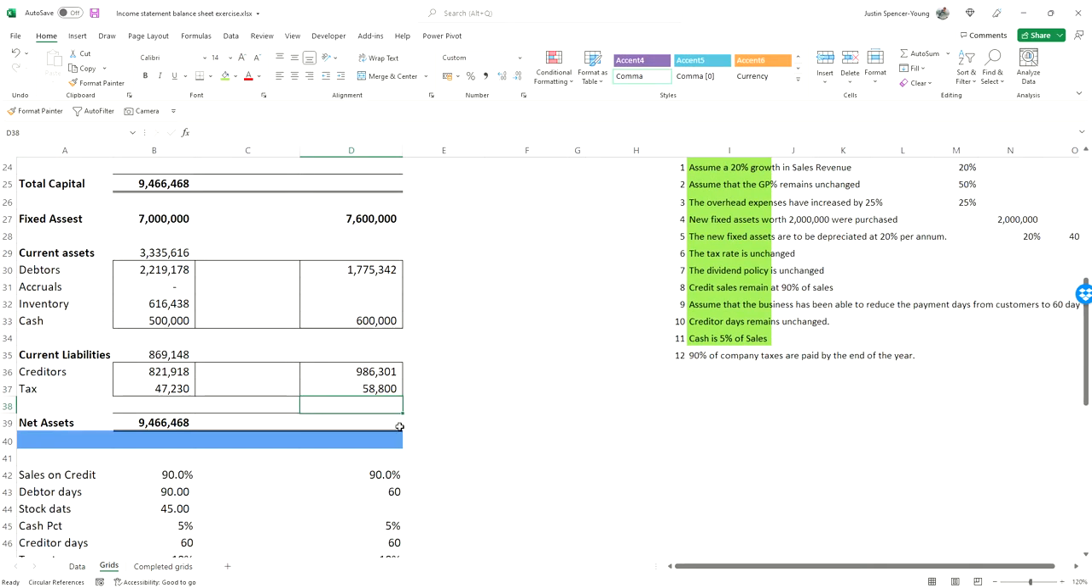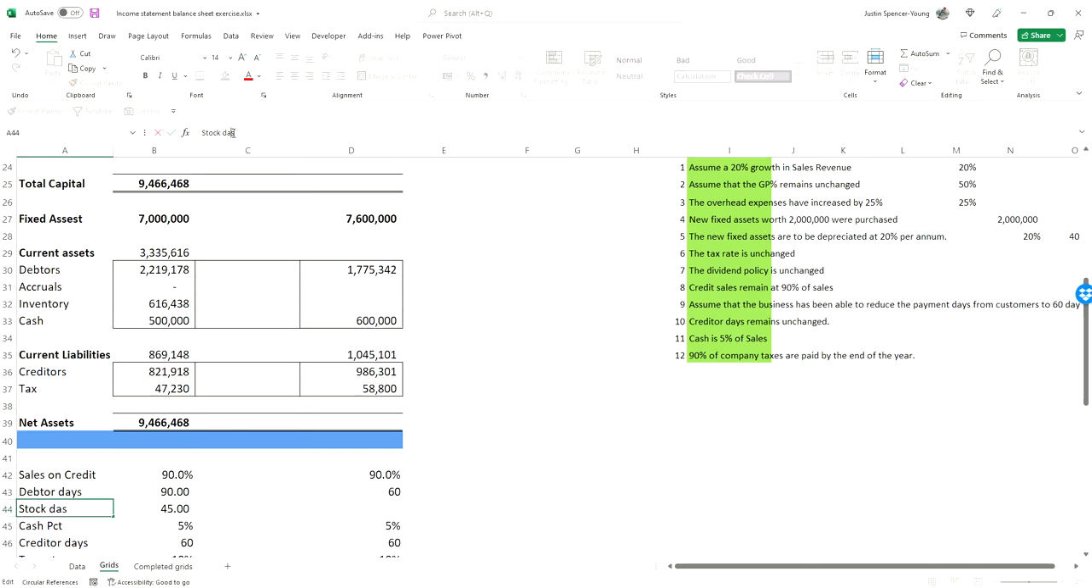All good. Now we have the current liabilities, and it seems as though we're missing some important data here, because what's our stock days? We had stock days back here of 45. Let's assume that the stock days, let's make this point number 13. Assume that the inventory days remain unchanged.